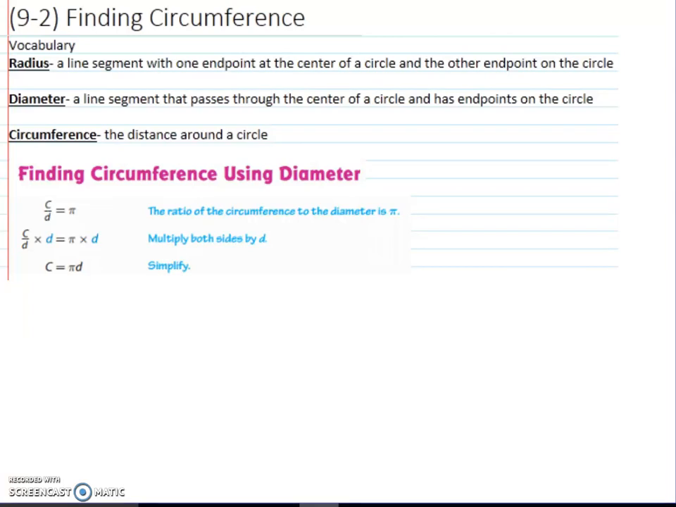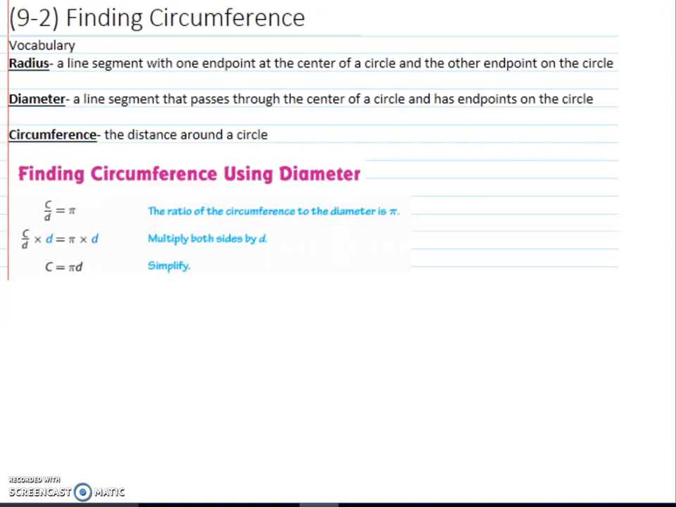All right, finding circumference. We have the radius. The radius starts at the center of the circle and goes to the outside edge. Diameter goes all the way across the circle, passes through the center, and circumference is the distance around the circle.